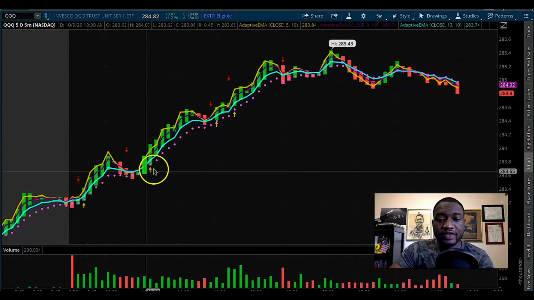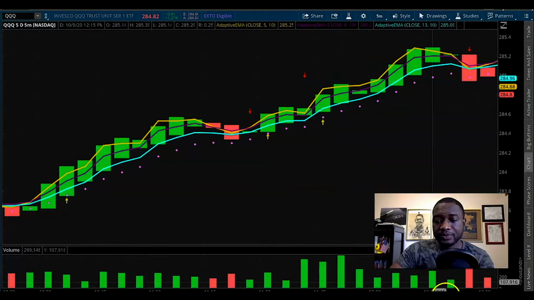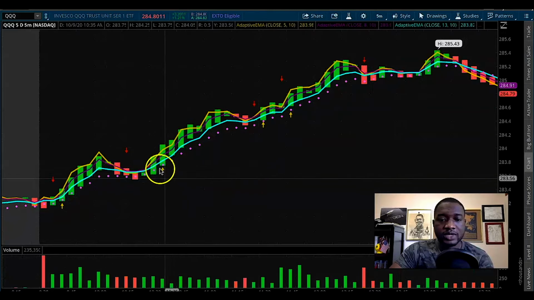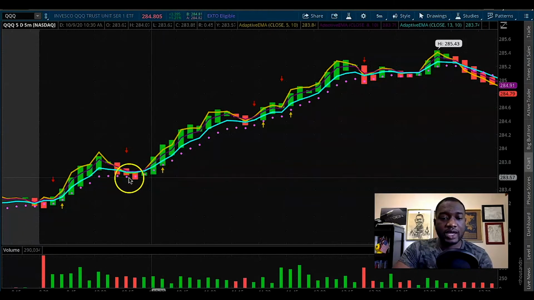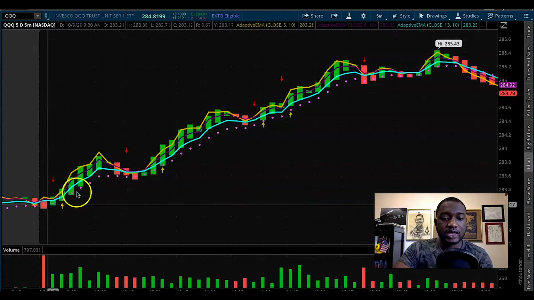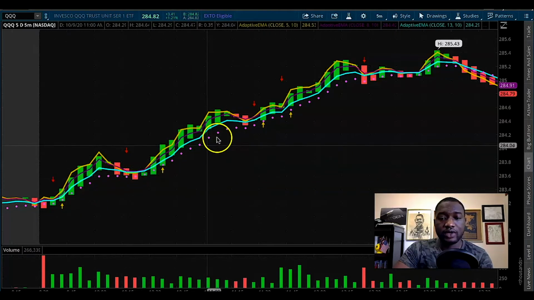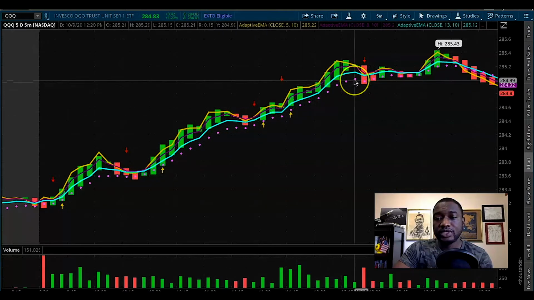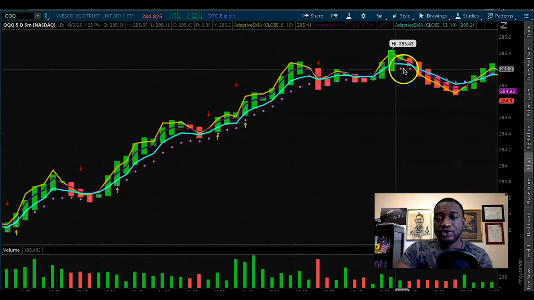So looking at everything together here, you see the arrow. Let me zoom this in a little bit. Okay, let's take this for example. As we look at the arrows, it basically helps us stay in the trade longer. Instead of getting out, we stay in the trade longer.